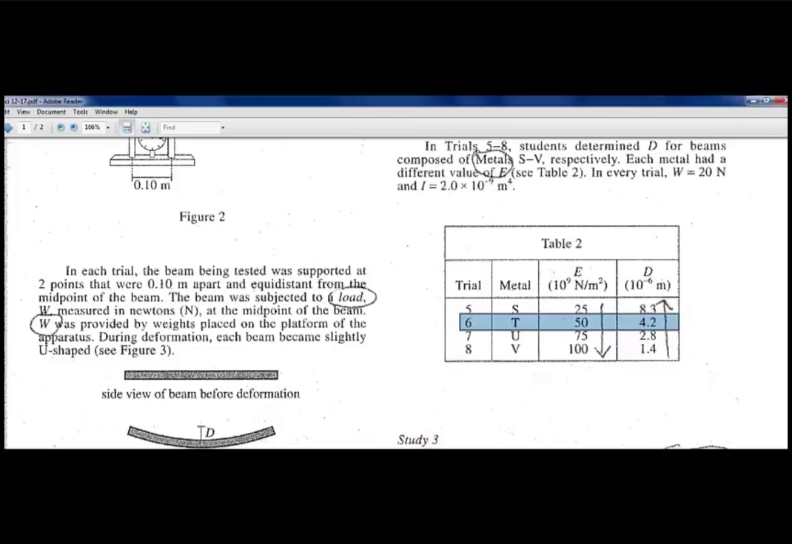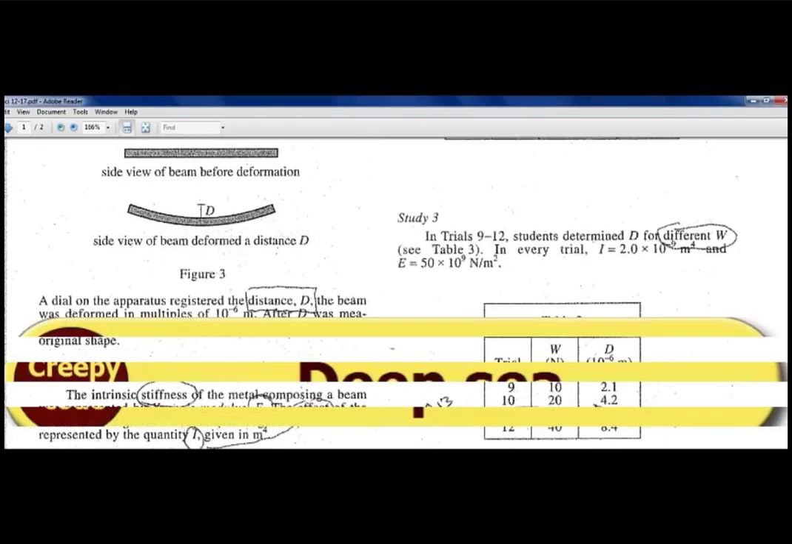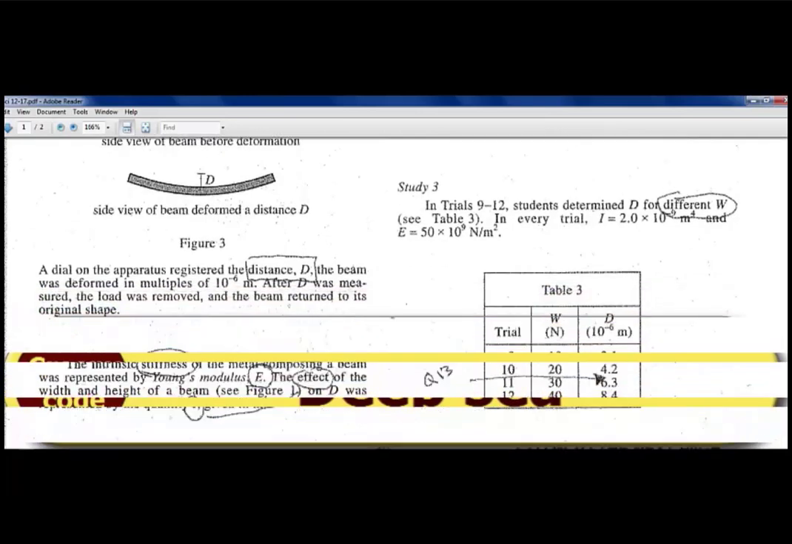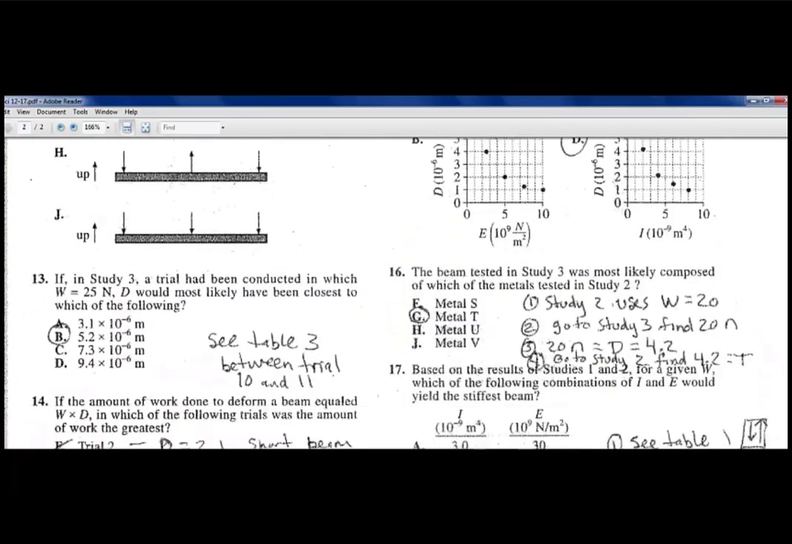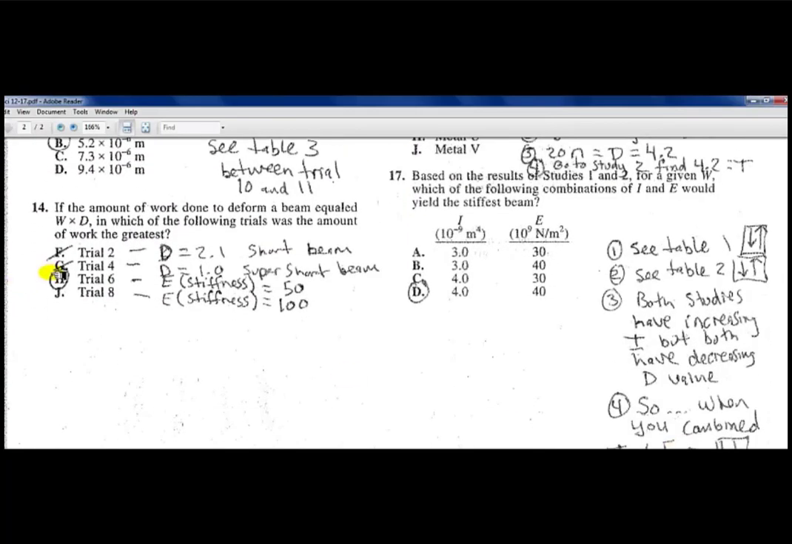It's combining results from several different places. Remember, if it gives you terms like E, D, and I, you have to go back in there, take a look, and make sure you know what you're dealing with. In this particular example, the correct answer is going to be trial 6, which leads you to answer choice H.